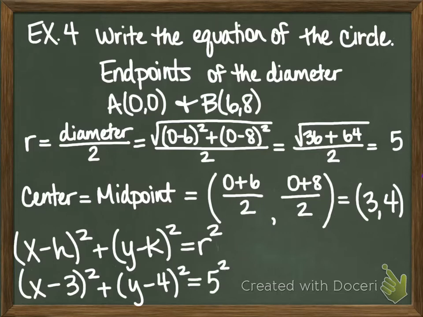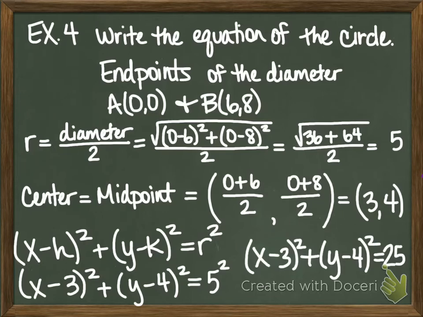Now the only thing that you need to simplify here is if you have double negatives in the parentheses, we would go ahead and change those to positives. And if you have a number at the end that is squared, go ahead and square it. So the only thing we're going to simplify on this one is change the 5 squared to a 25 on the end. So this is the equation of this circle.